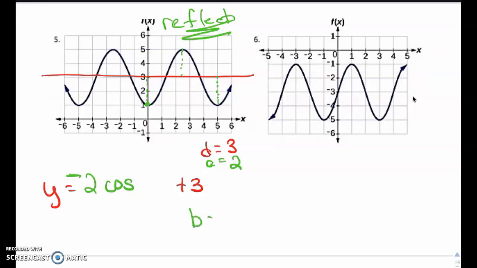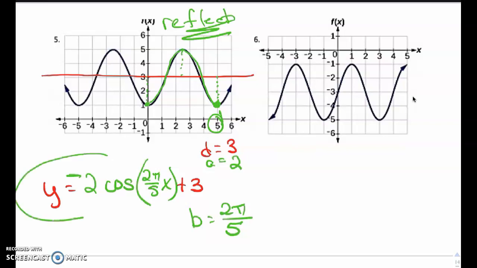Now let's figure out what B is. It has to be 2 pi divided by our period. Well, here is one complete wave. So right here at 5, that has to be my period. It takes me 5 tick marks to go one whole wave. So B is 2 pi over 5. So my equation is going to be 2 pi over 5. Don't forget your x. And then plus 3. So that would be our equation.